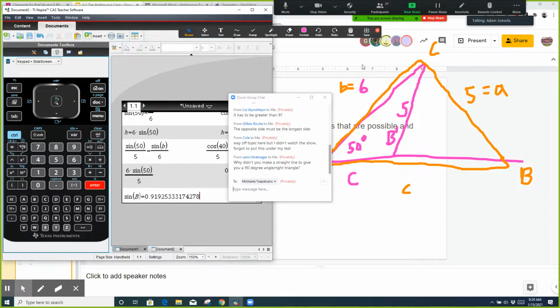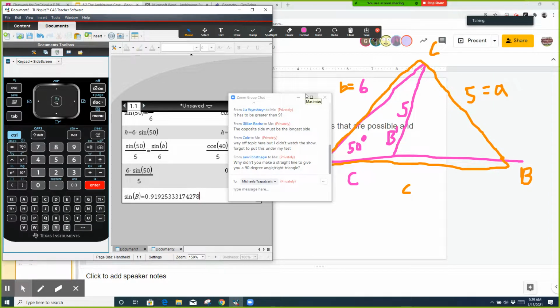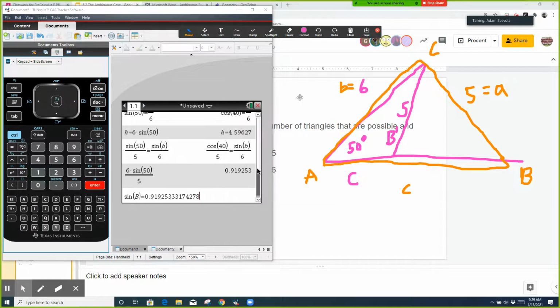Someone sent me a message asking why I made a straight line to give a 90-degree angle. I sort of did. Remember, before, I did drop a height right there, and I found out that it was 4.6. Since 5 is more than 4.6, that told me we could swing the side there or there, and it would reach. Because we found the height and it ended up being less than the side opposite, that told me I could make these two triangles. So we did find the height. Now I don't need it anymore. It served its purpose.